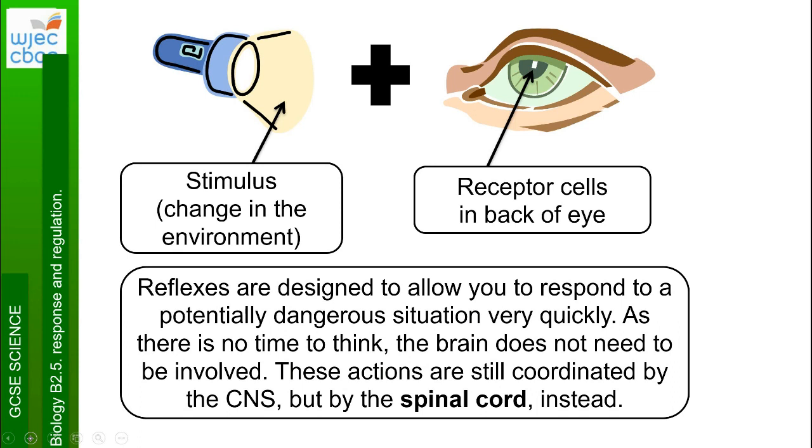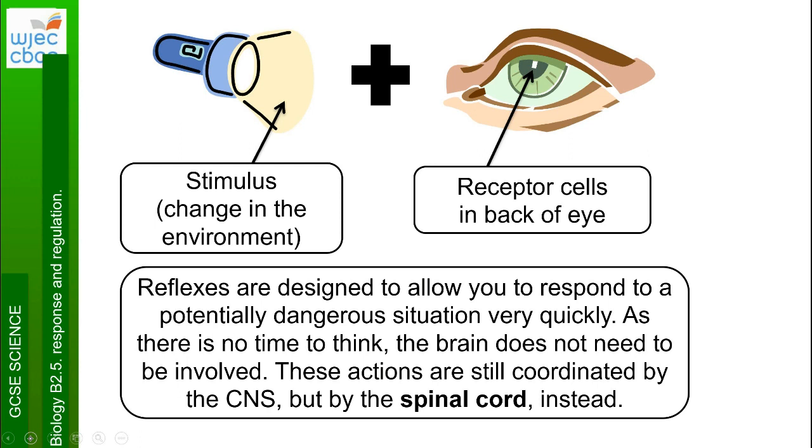So the reason you have these reflexes is to allow you to respond very quickly to a situation where your body may be in danger of harm. Because it's a situation where there is a danger, you need those responses to happen very, very quickly. So therefore, the brain doesn't need to be involved. The time it takes for the brain to process the information is removed.